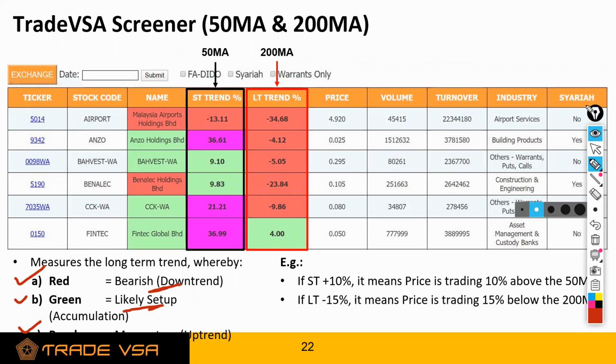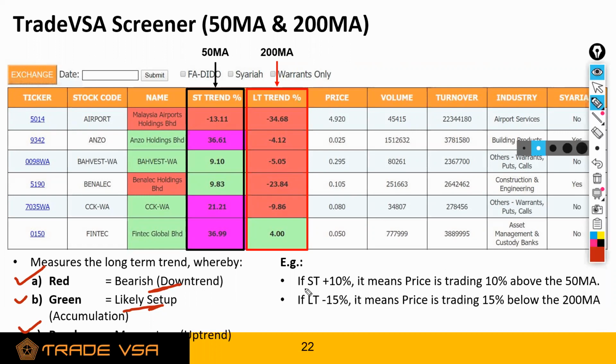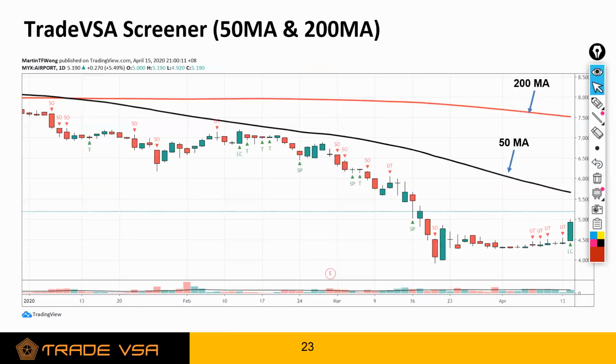All right. So again, just a quick example. If ST is 10%, it means the price is trading 10% above the 50 MA. If negative 15%, it means the price is trading 15% below the 200 MA. So this is the information that you can get from the screen over here.